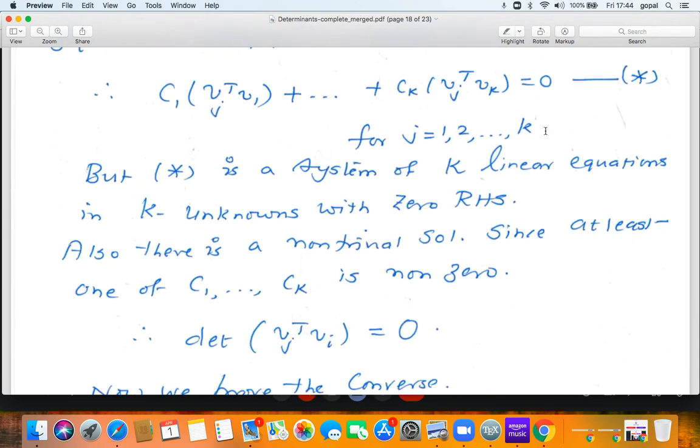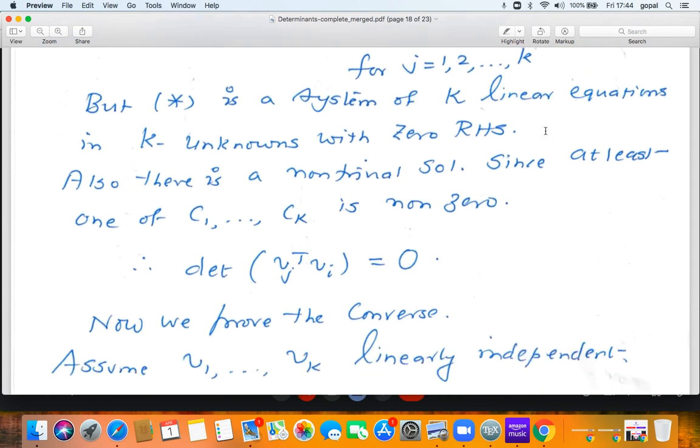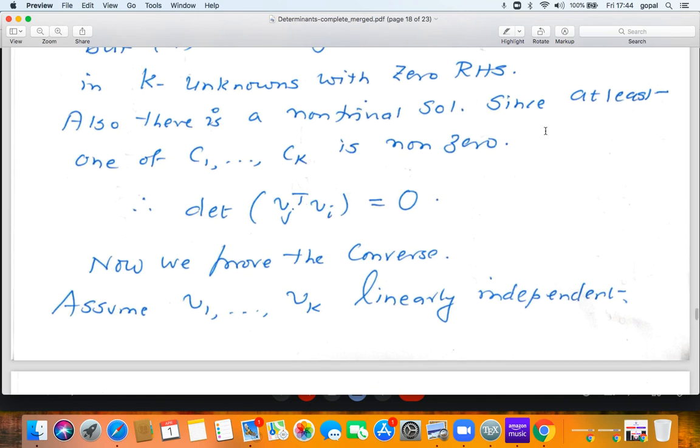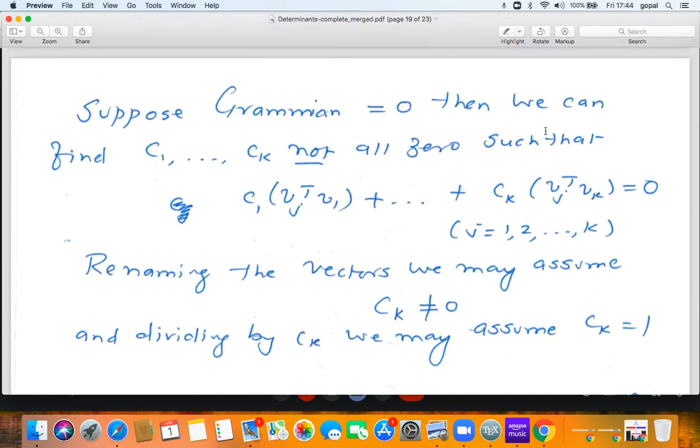Now we have to prove the converse. Now let us go to the converse. Assume that the vectors v1, v2, ..., vk are linearly independent. If the vectors are linearly independent, we have to show that the Gramian is non-zero. It's proof by contradiction. Suppose the Gramian is 0. Then we are going to arrive at a contradiction. Okay. Now the Gramian is 0. The Gramian is a square matrix.